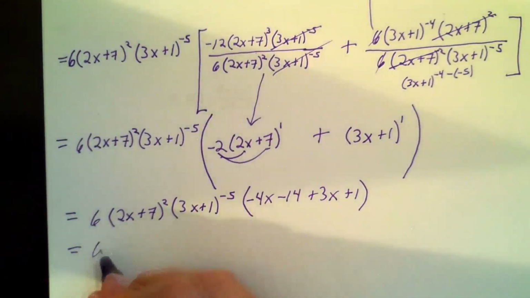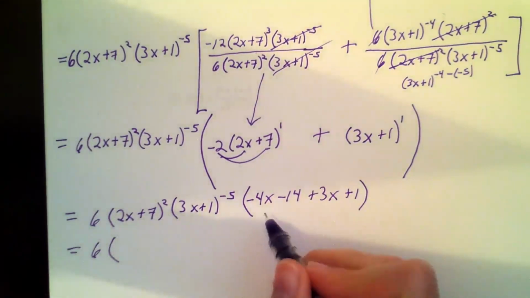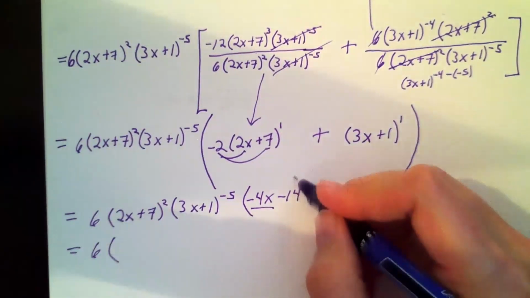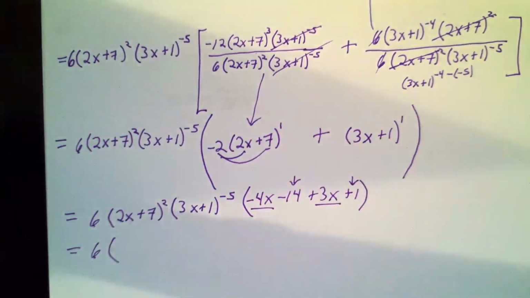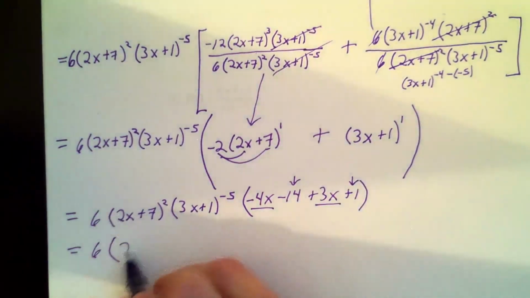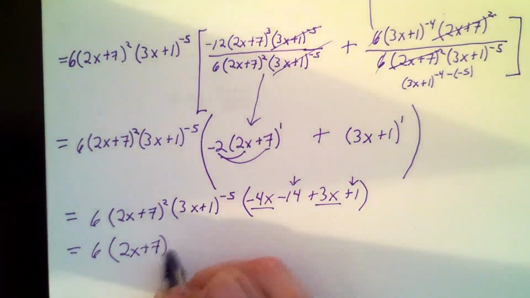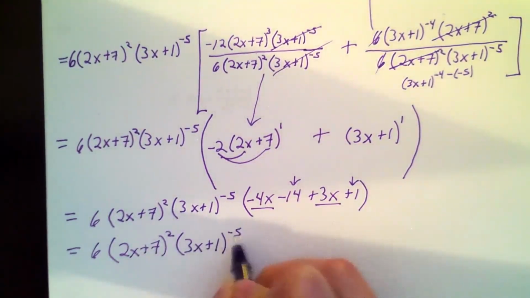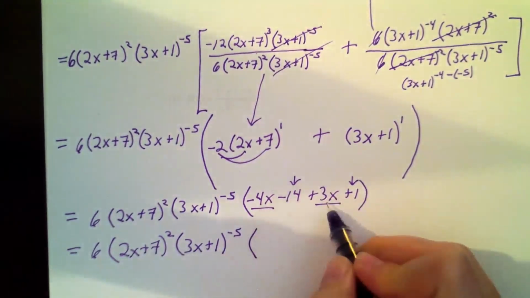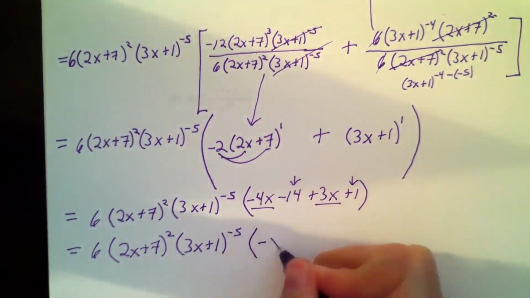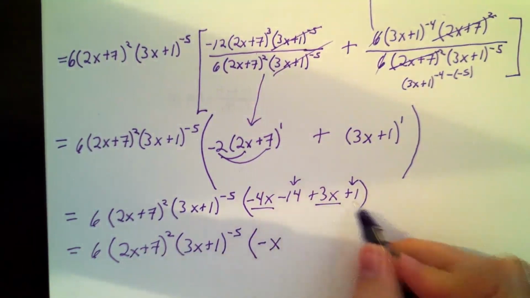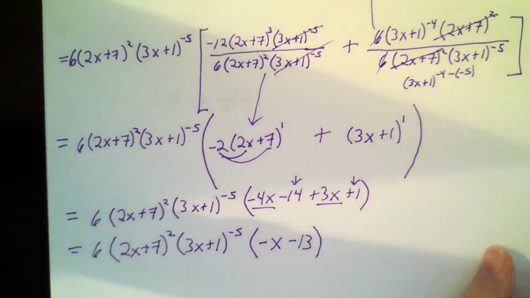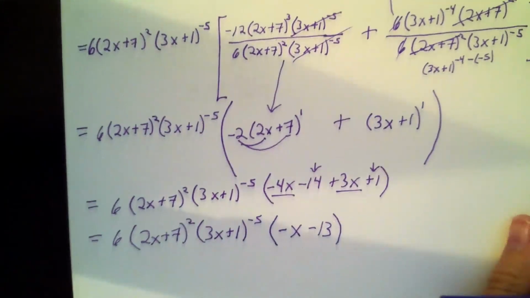Last step. Let's combine some like terms here. I've got minus 4x plus 3x and minus 14 plus 1. Let's combine those. Minus 4x plus 3x is minus 1x, and negative 14 plus 1 is negative 13. And so finally, we have a simplified derivative.